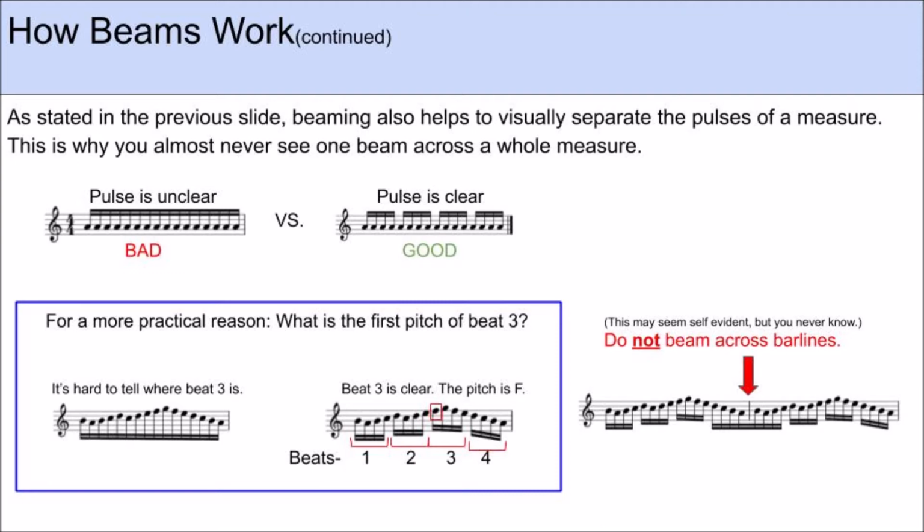Maybe that sounded okay to you, but let's hear the version on the right that has each pulse beamed on its own.